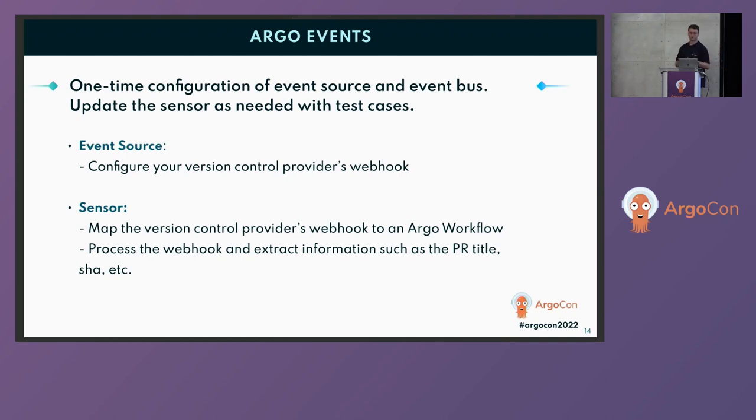So for Argo Events, we're doing a one-time configuration of that event source to connect to the webhook, and then the sensor is the star player, the point guard in this setup, where we're taking that webhook and mapping that to an Argo workflow, and we're also extracting some information from the payload.